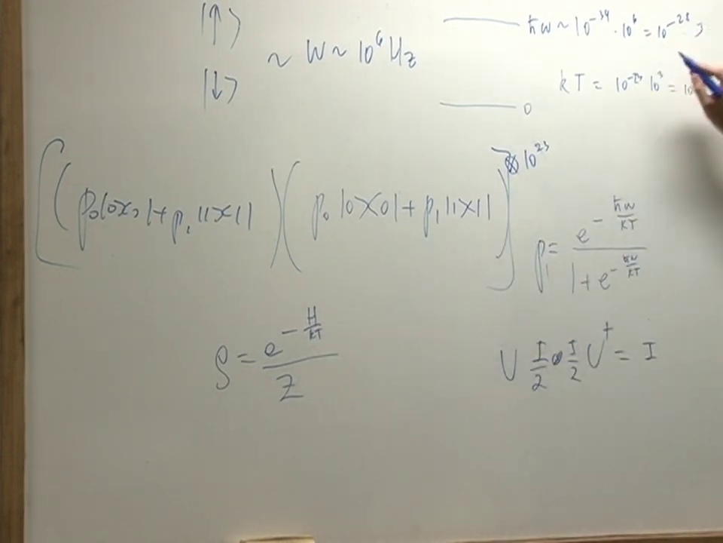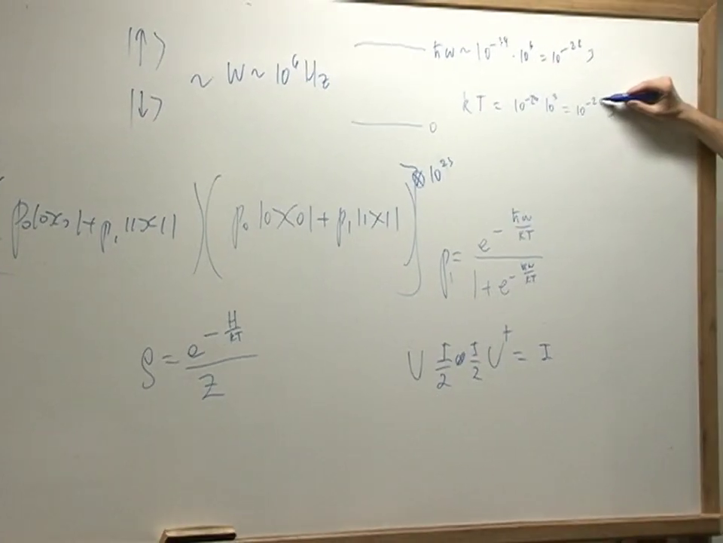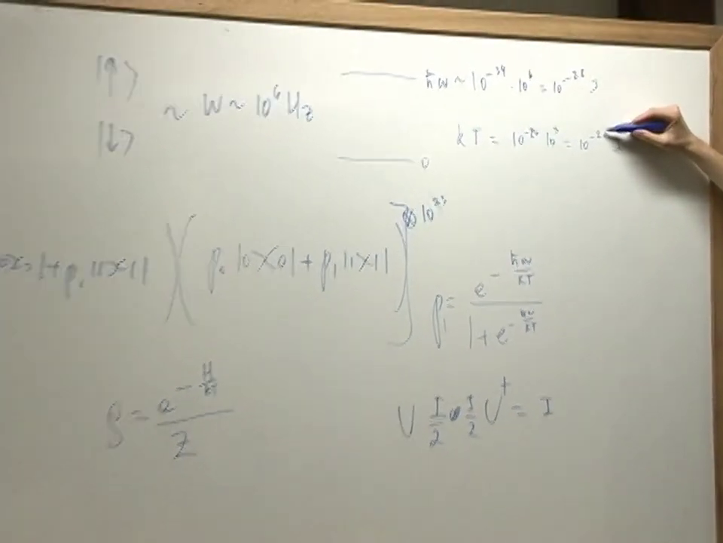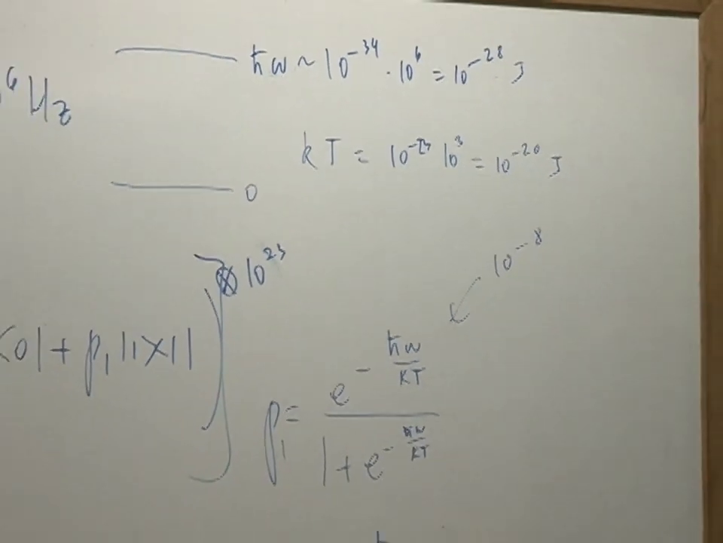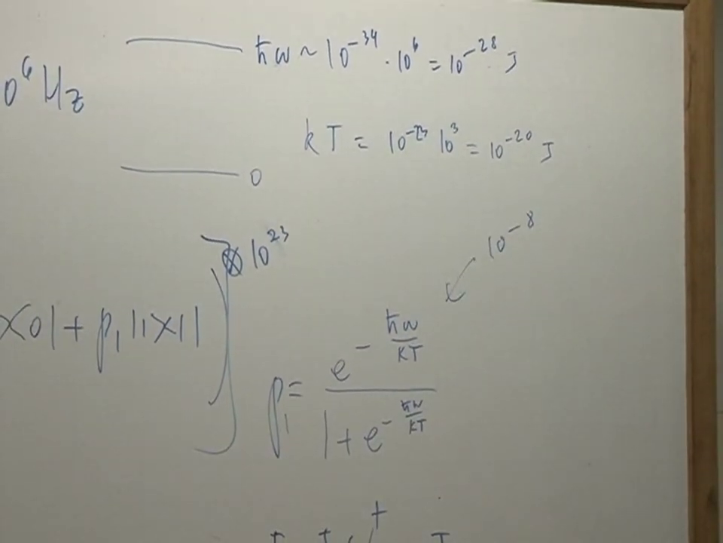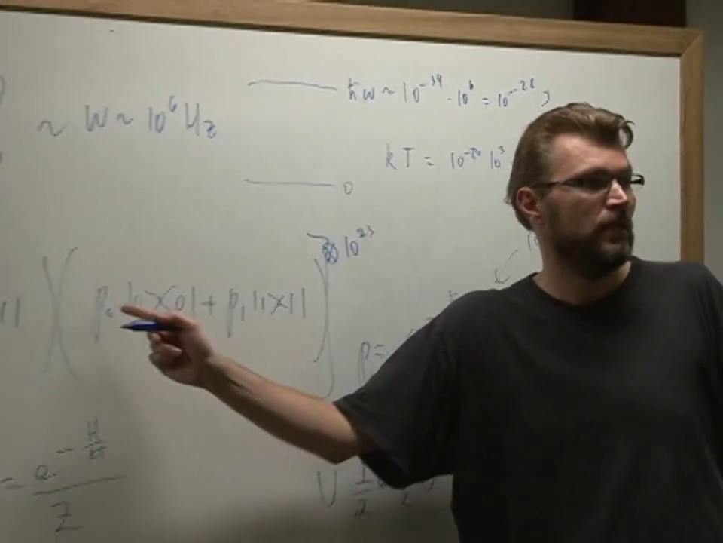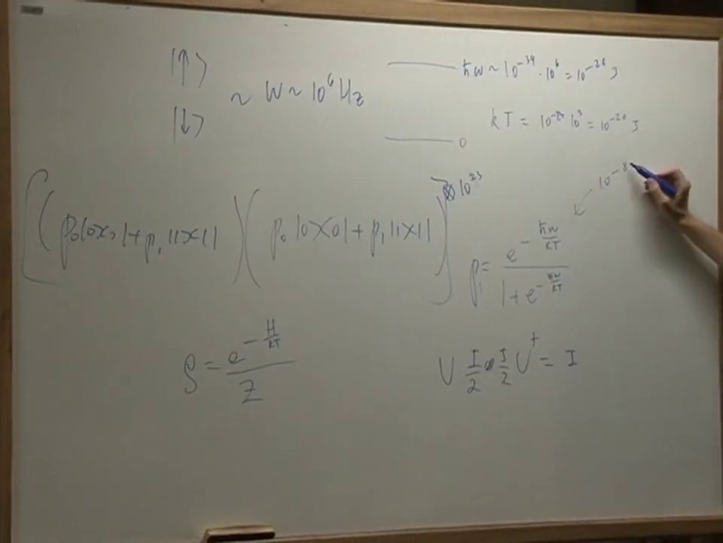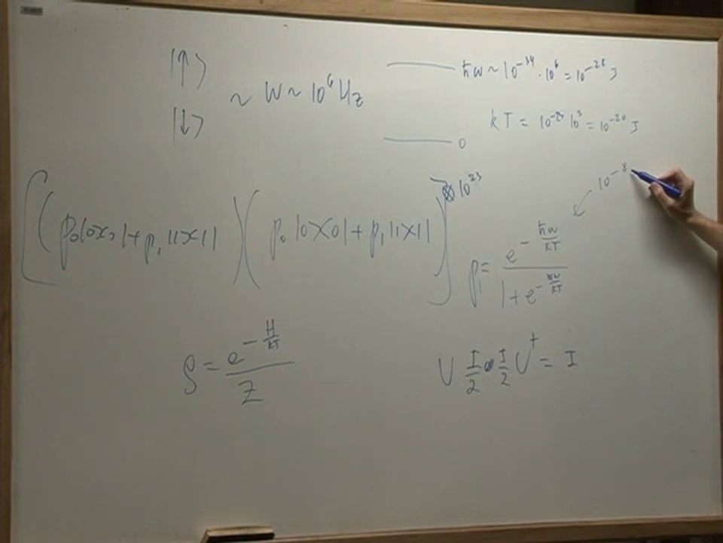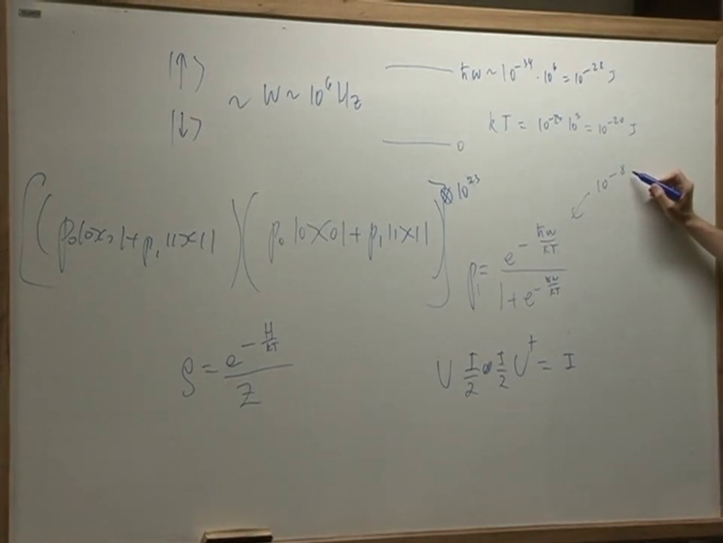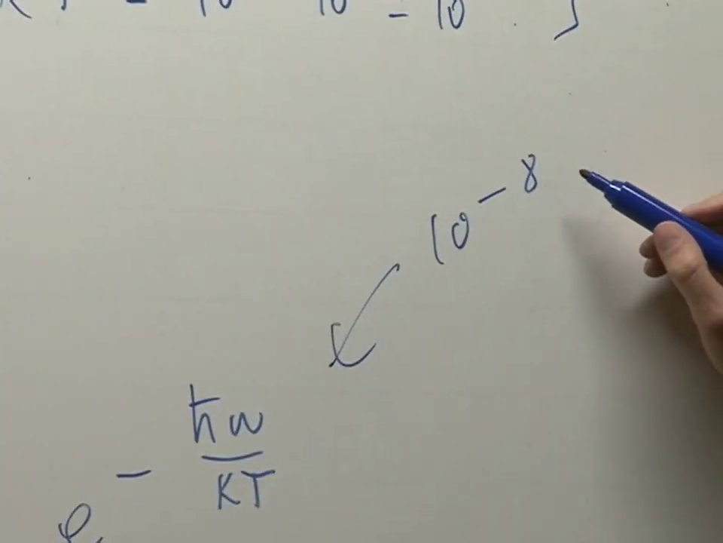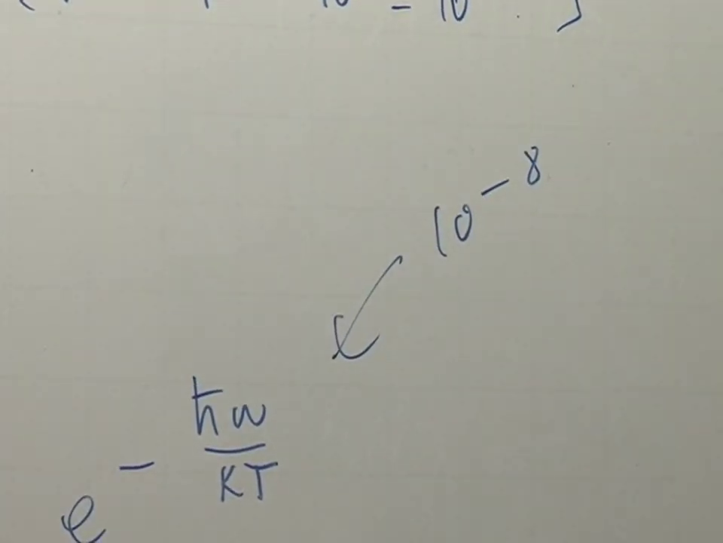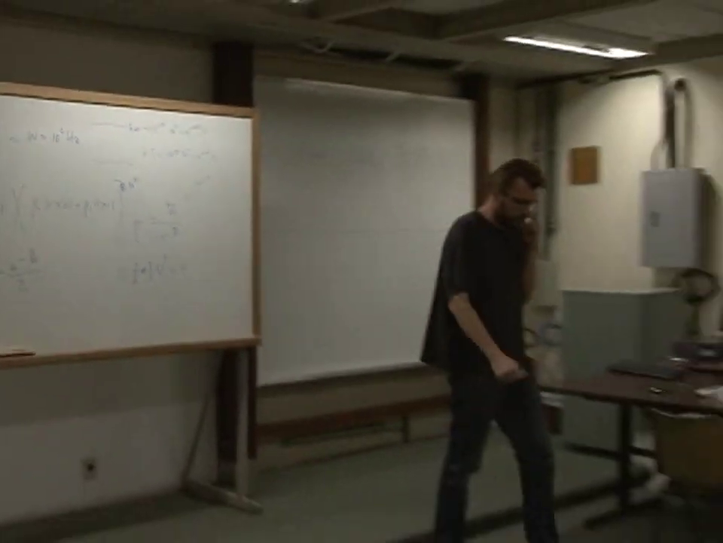This number is 10 to the minus 28 divided by 10 to the minus 20, okay? Which is something like 10 to the minus 8, the ratio of these guys. It's a very small number. Almost zero. And if it was zero, then you would have 50-50 here. So you are only a billionth away, if you like, from a maximally mixed state for each qubit. So it's very difficult to be precise enough to tell whether you really are in some pure state or not. And I think that's the difficulty with NMR.